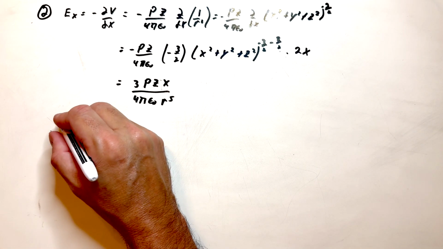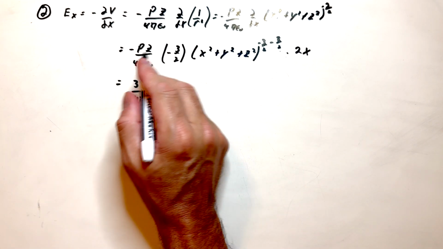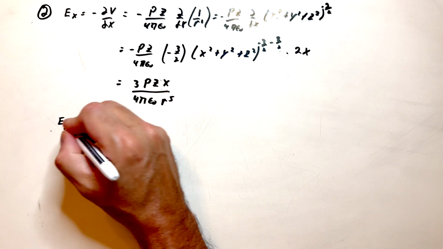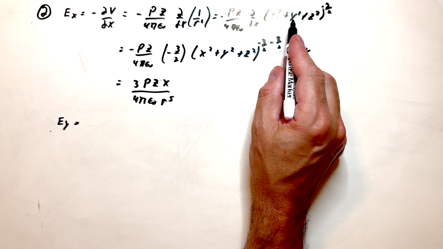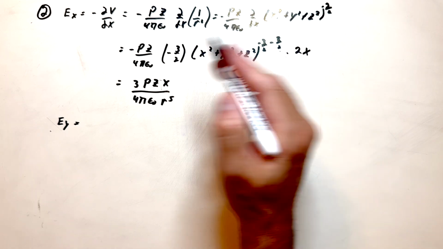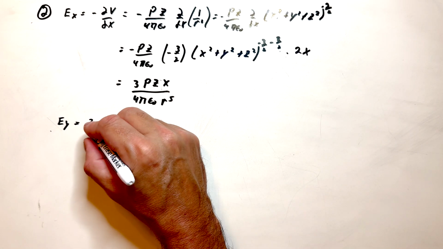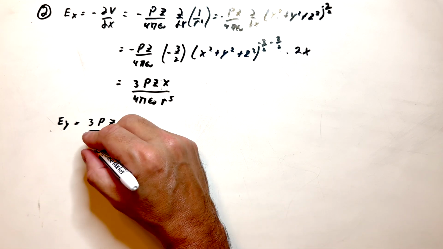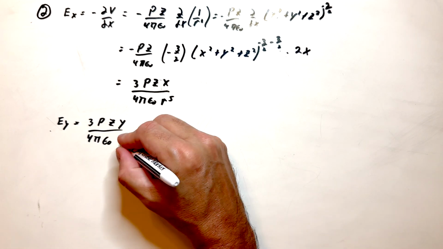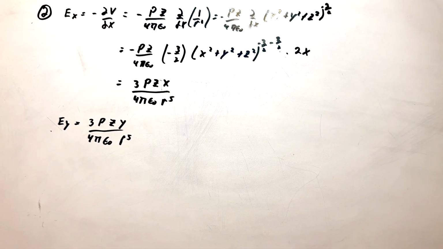Now, you could redo this for y, but you can kind of see what's going to happen. Instead of taking a derivative with respect to x, everything will be the same, except we'd have taken the derivative with respect to y, and we'd get a 2y instead of a 2x. And so E sub y is just going to be 3pzy divided by 4 pi epsilon naught r to the fifth.